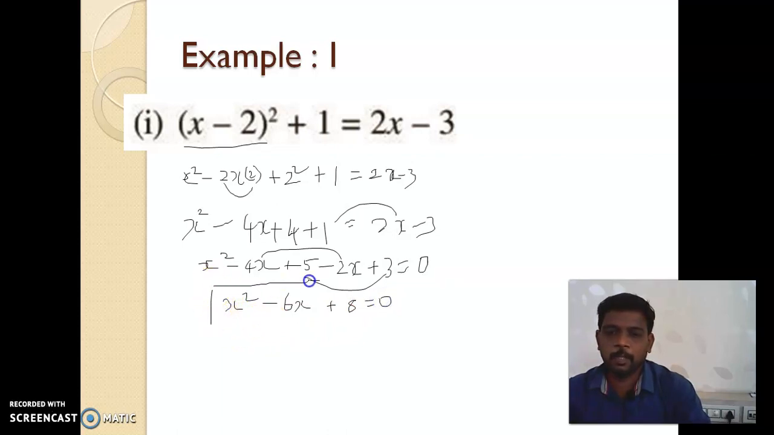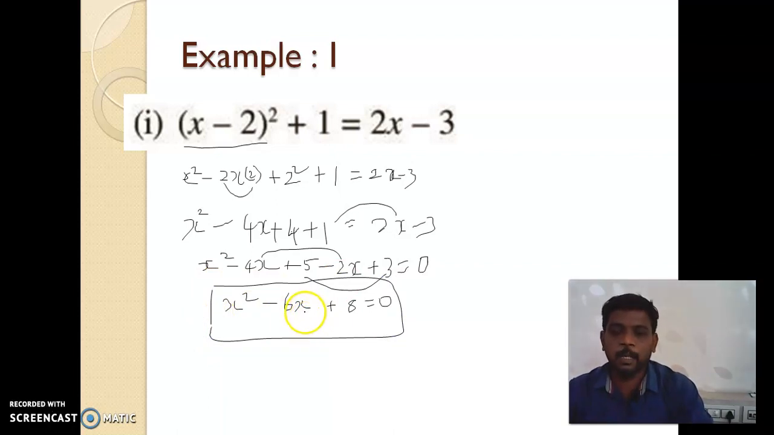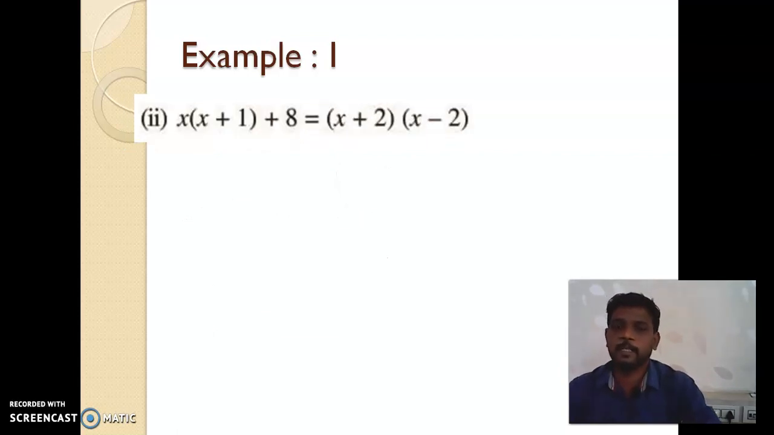Definitely not possible. Now what about the form of the equation? It is an equation, and it contains only one variable. And what about the maximum power of the variable? The maximum power of the variable is 2, therefore it is a quadratic equation. And look at the next example.